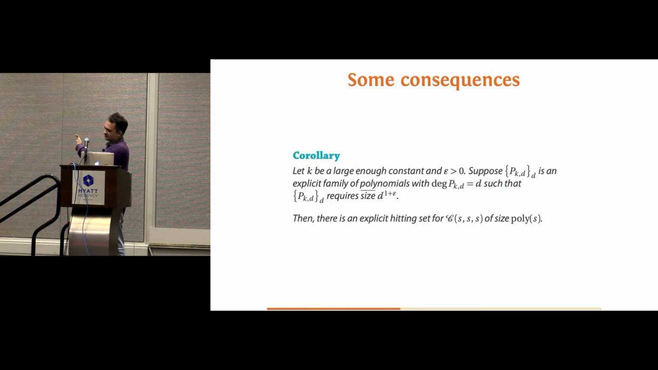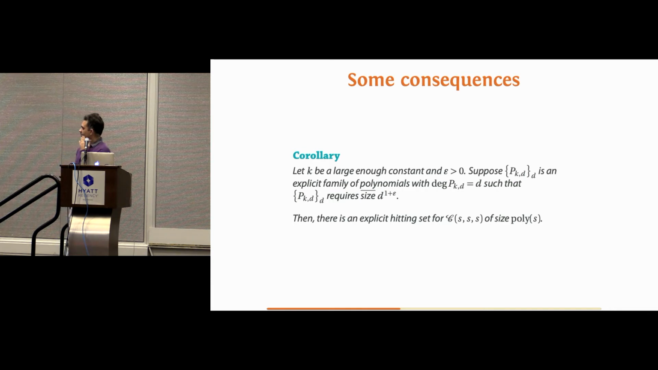One is the thing that I stated in the previous slide, which is that if you have a family of polynomials on k variables where the growing parameter is the degree, and you have a border size lower bound of about d to the power 1 plus epsilon, then we can get a hitting set of poly size for general algebraic circuits.